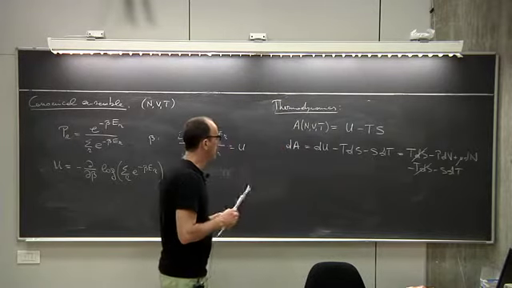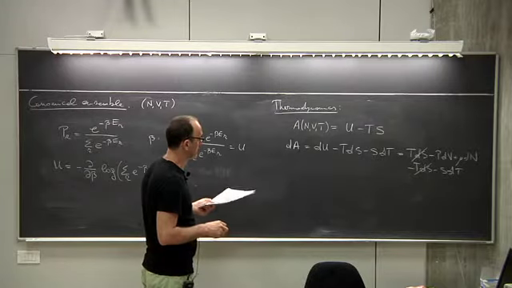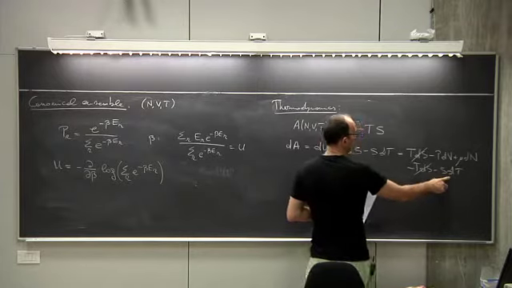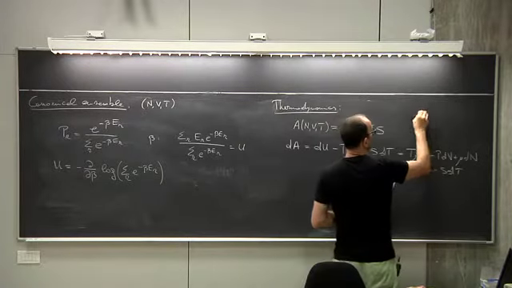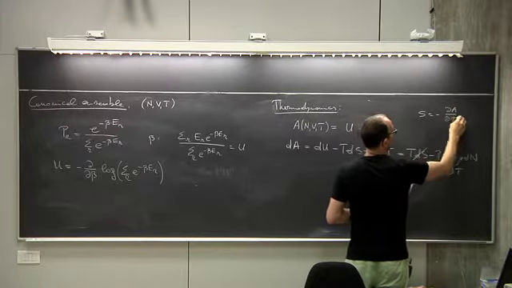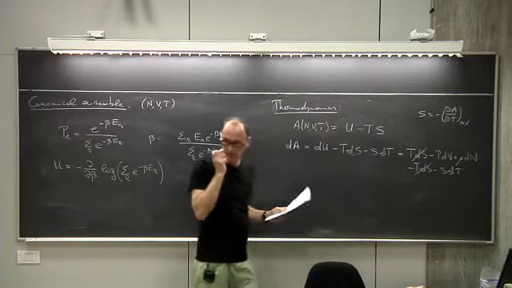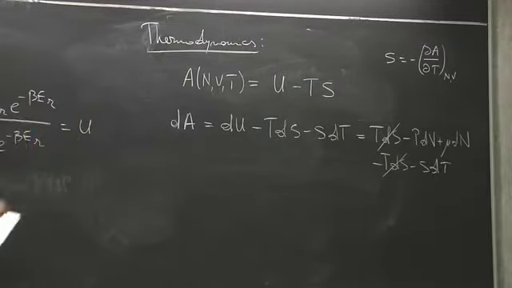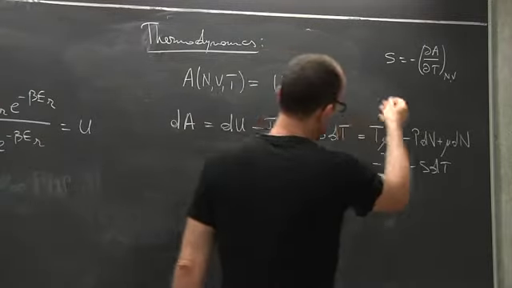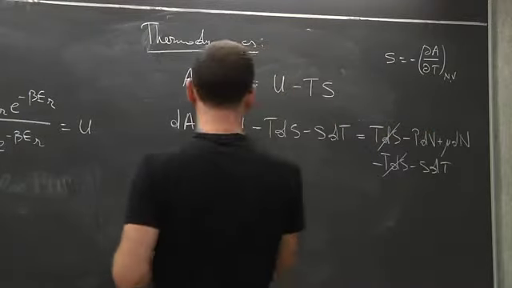Okay, and this also tells you that if you want to compute the entropy, it will be minus the derivative of A with respect to temperature at constant N and V. Okay. Now with this, we can compute, and likewise you can compute the other quantities.